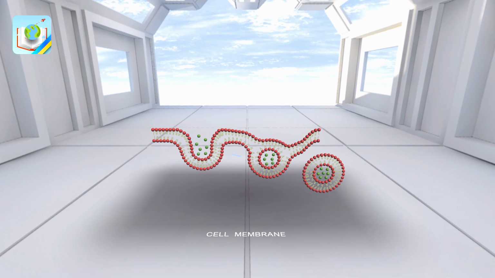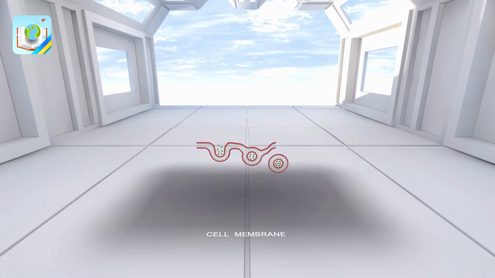Exocytosis is the transport of macromolecules from the cell in a vesicle. The object is surrounded by a membrane inside the cell. The vesicle moves to the cell membrane. The vesicle membrane fuses with the cell membrane, releasing its contents outside the cell. This process is the opposite of endocytosis.